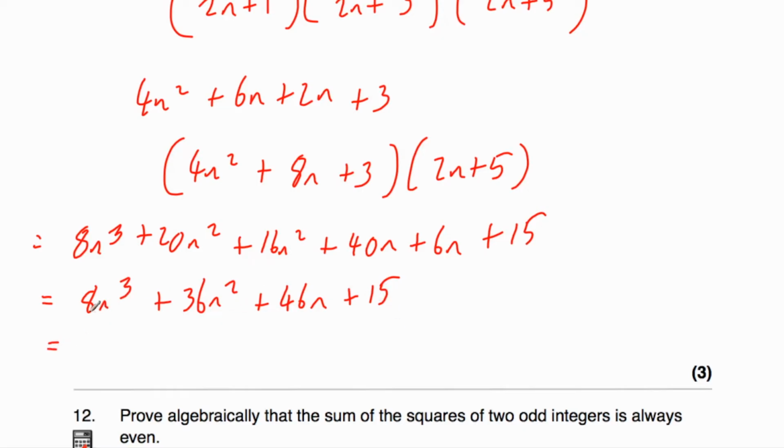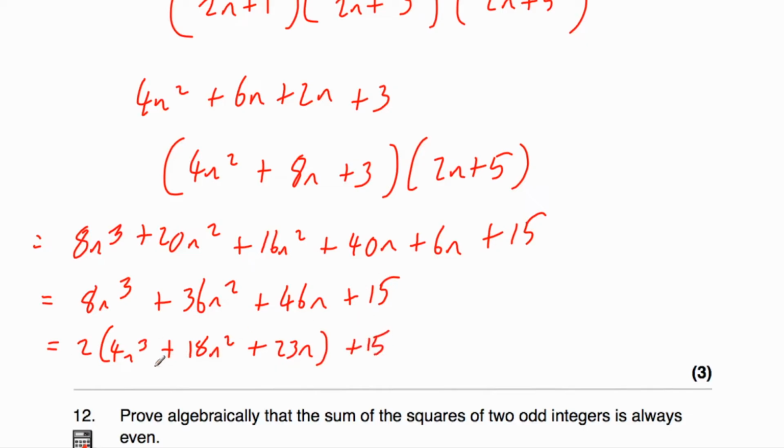Alternatively, another way to show that is if we factorise the first three terms and take 2 out. If we take 2 out of all of this, we would have 4n cubed plus, dividing this by 2, 18n squared plus, dividing this by 2, 23n. So factorising the first three terms, we've got 2 times something, and then we've still got our plus 15.